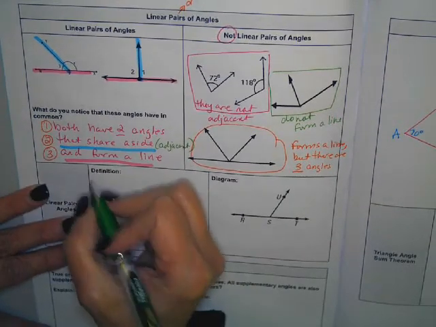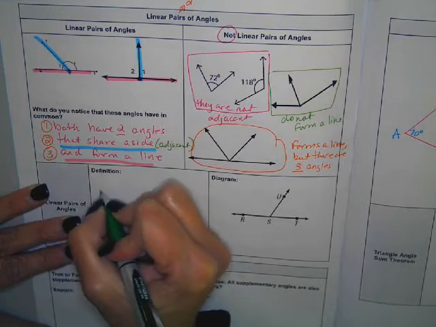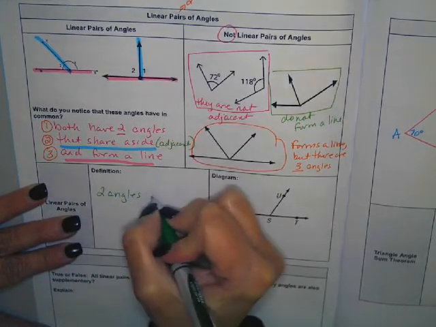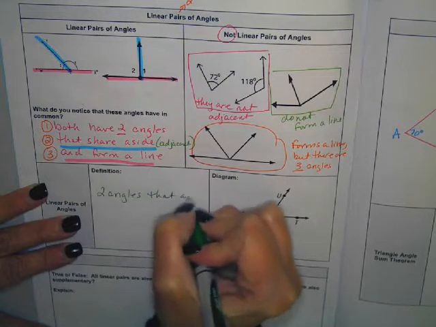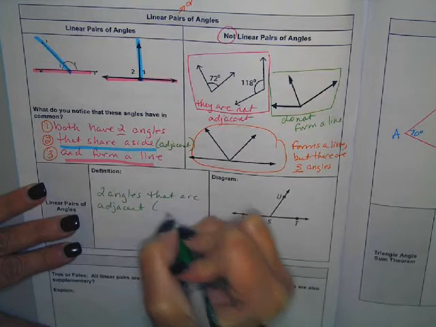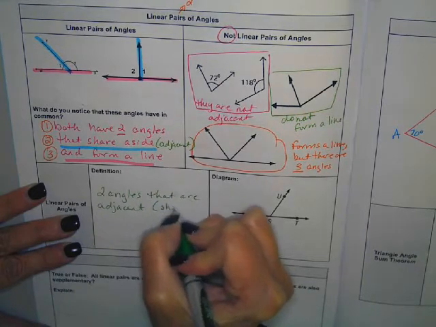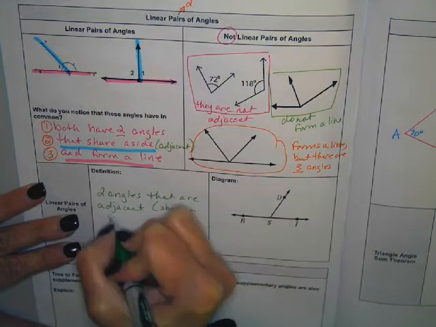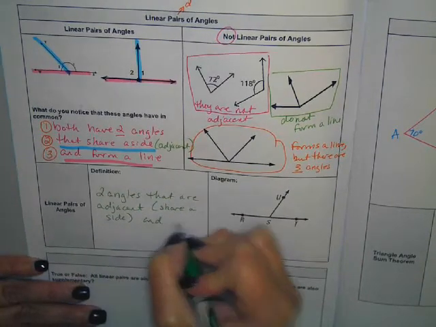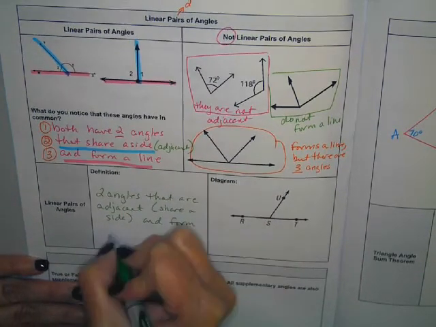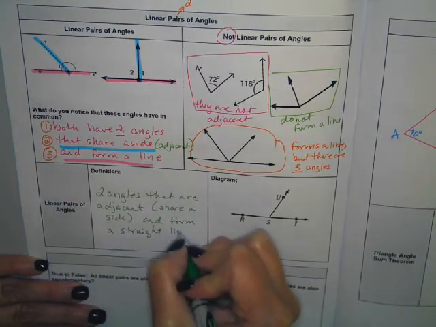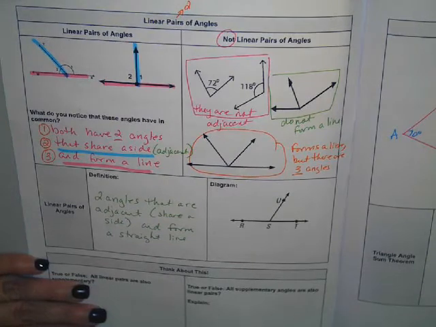But basically, the definition is 2 angles that are adjacent, and by adjacent that means share a side, and they form a straight line or a straight angle, either way you look at it.